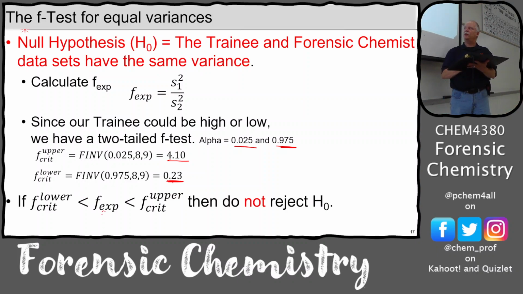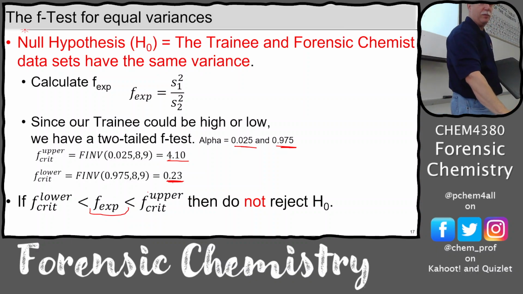Look where the F experimental is. We're saying if it is greater than the lower value and less than the upper value, fine. Right? It's within that range. Then we would not reject the null hypothesis. But if it's outside either one of those, if it jumps out of the acceptable range of F, then we would reject the null hypothesis, which is that they have the same variance. We would reject that if it hops out of this acceptable range of the F value.